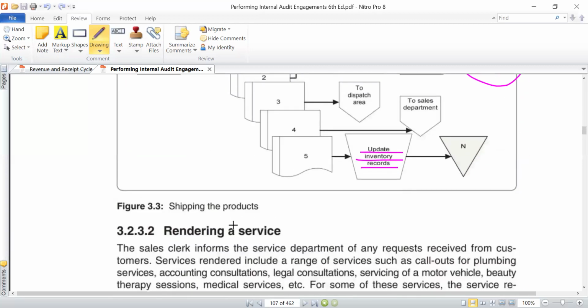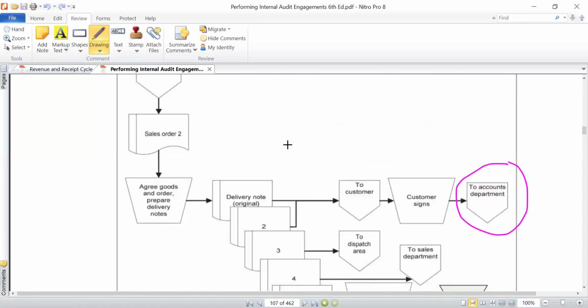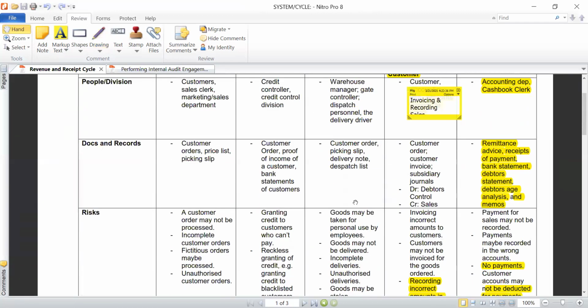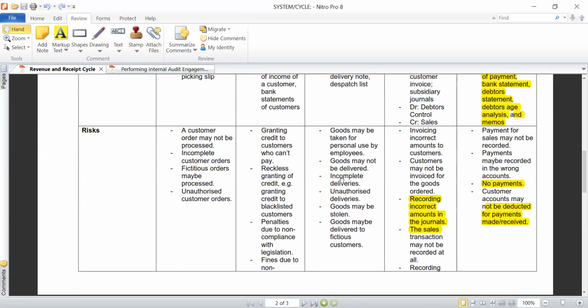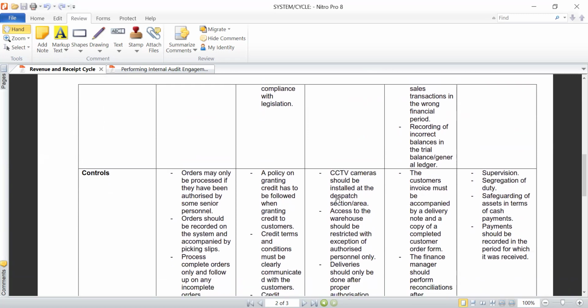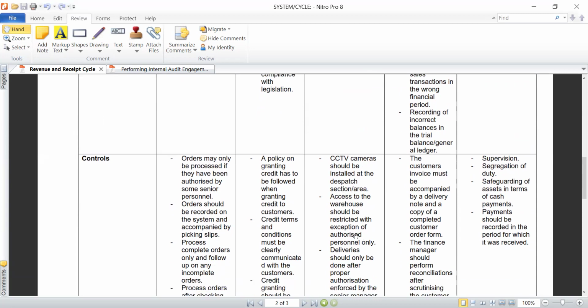Right. So that was in the case where a product was being delivered. So another way of safeguarding assets there is also putting CCTV cameras. I'm talking about in the case where you're dealing with physical goods. So hence you notice under my internal controls, I recommended that CCTV cameras should be installed at the dispatch area. Access control to the warehouse should be restricted, with exception only given to authorized personnel only.